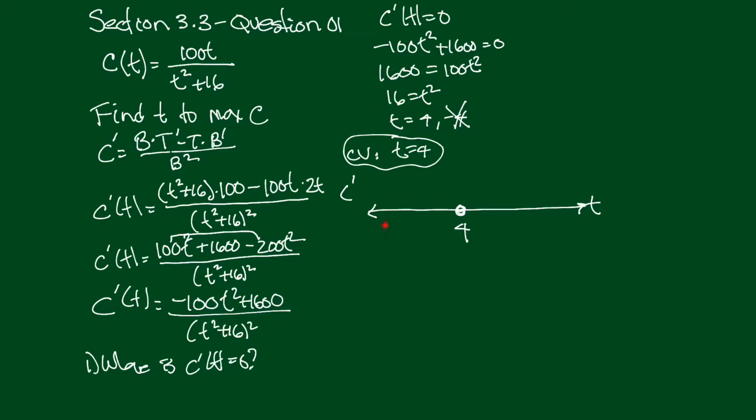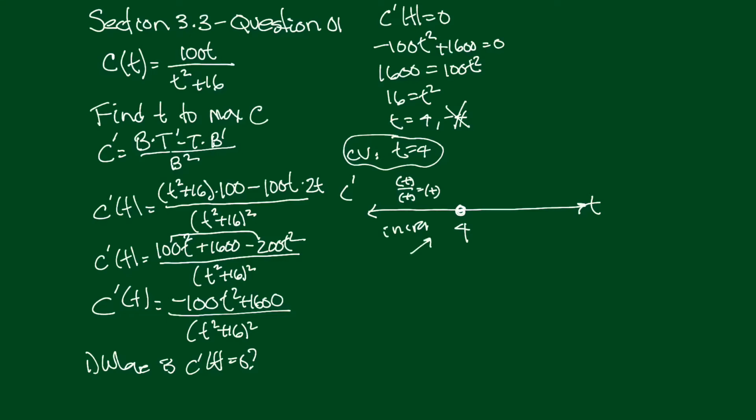So first of all, what happens if you pick a number here, like 1? Just pick a number to the left of 4. It's easy to work with, 1. Now if I put 1 in here in the derivative, what are we going to get? Well, 1 squared is 1. I'll get negative 100 plus 1600. That's positive. The bottom is squared. That's positive. So that division is positive. So this function is increasing, right?